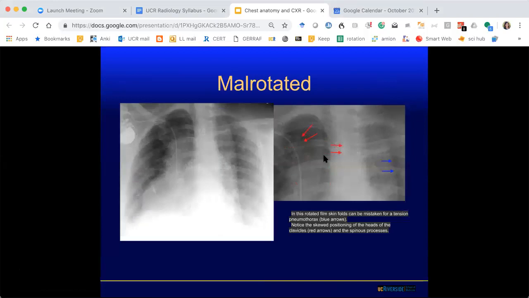Malrotated. So here's an example of a patient who is turned to the right. So the heart is on the right side. And so you have these lucencies here, which mimic pneumothorax, but those are all just overlapping structures because the patient is malrotated.